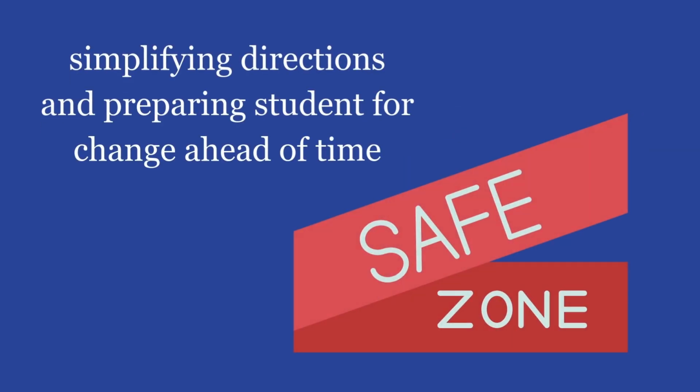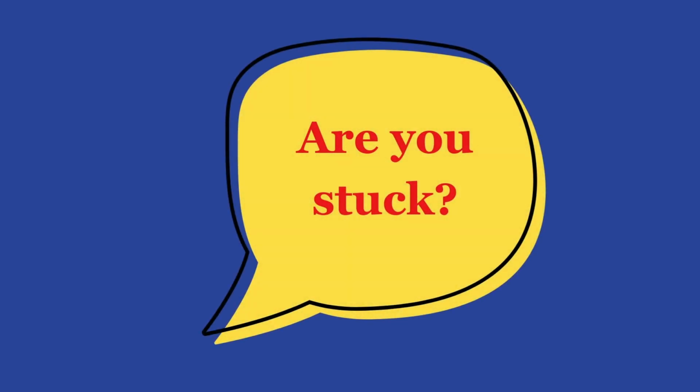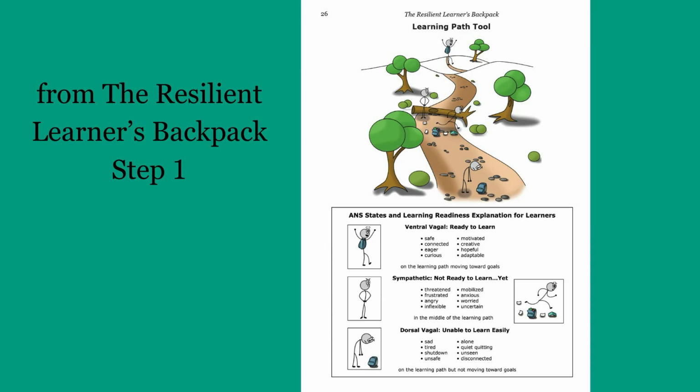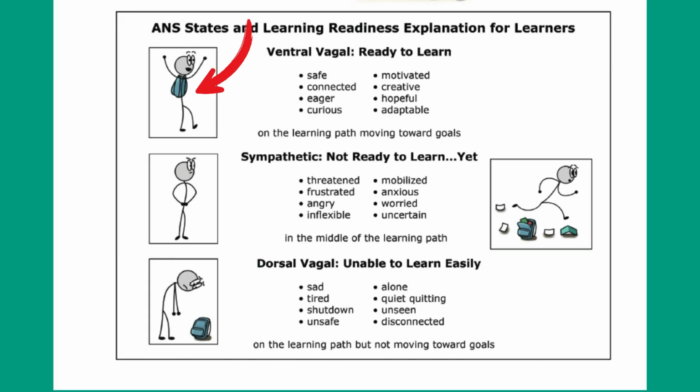Increase feelings of safety by simplifying directions and preparing a student for change ahead of time to reduce students' freeze responses. Asking a student, "Are you stuck?" and "What does your nervous system need right now?" may increase feelings of safety and connection so the student can shift states toward ventral vagal. Step 5, Backpack Essentials, focuses on identifying regulating resources for you and your students that fit nicely into your metaphorical backpacks.